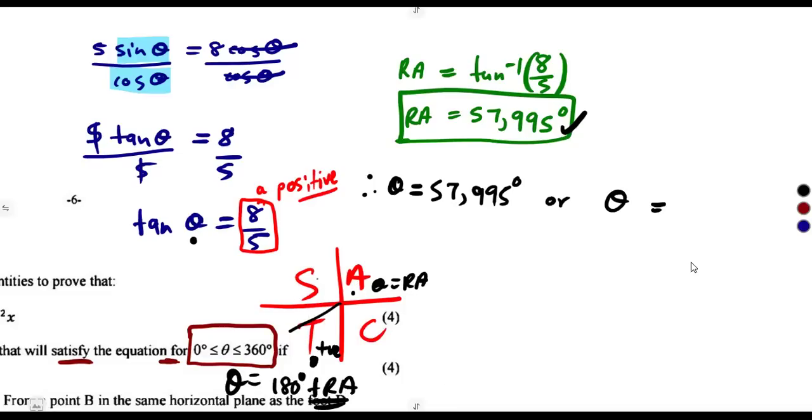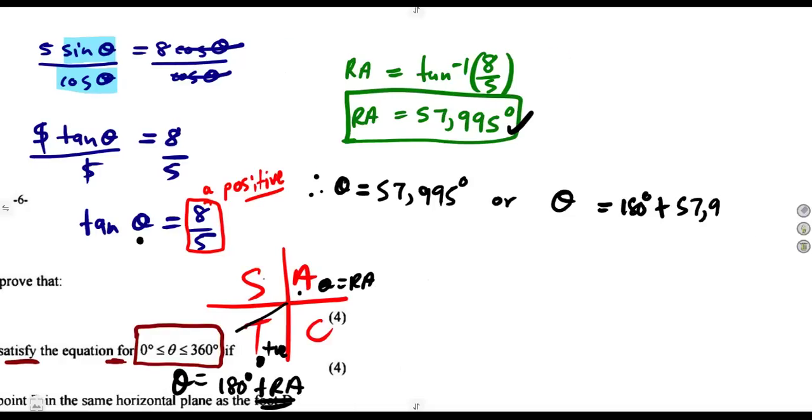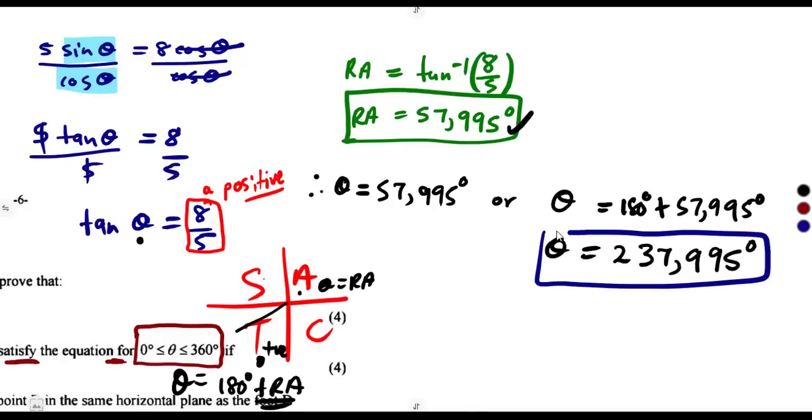Remember, this is what I explained. So we're going to add 180 degrees plus our reference angle, 57.995 degrees. So that's our theta: 237.995 degrees, just like that. So you've got this as our theta, and this as our theta. These are the exact values.